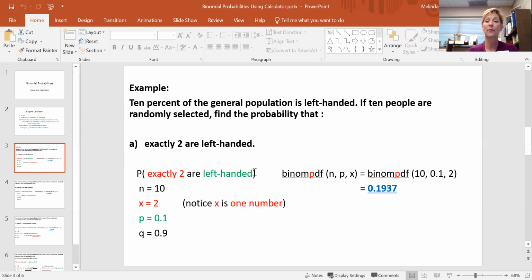So how do I know it's binomial? Well, there's only 2 categories. Either you're left-handed or you're right-handed. Is your chance of being left-handed the same for this whole problem? Yes, 10%.